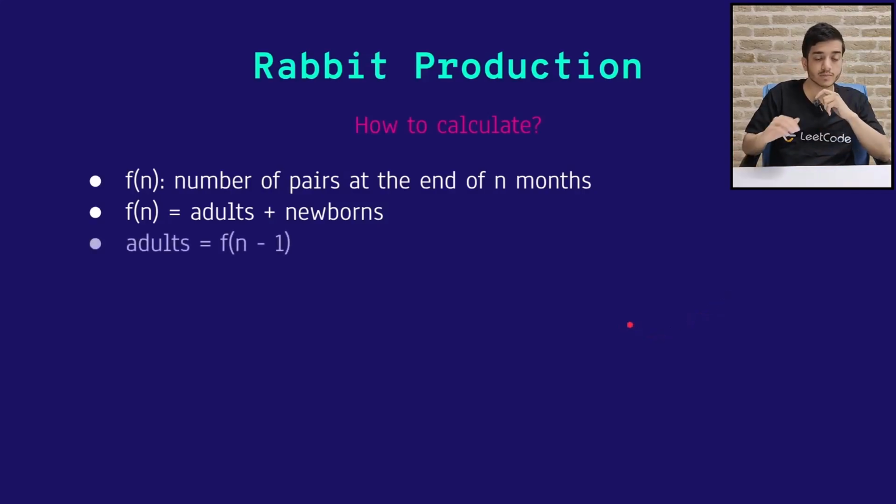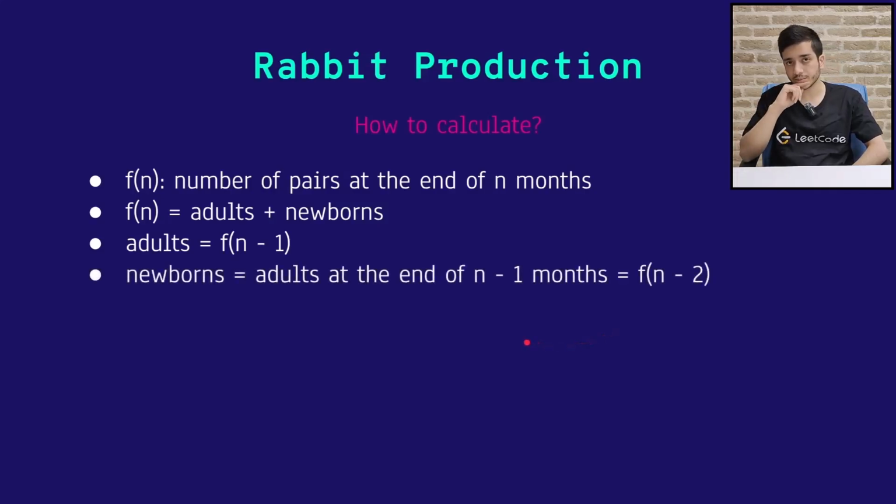So for adults, let's say the number of adults at the end of the nth month is actually the total number of pairs we had after n-1 months, right? Because those pairs were either adult or newborn, but anyway, after 1 month, we are sure that they are all adults. But now let's count newborns.